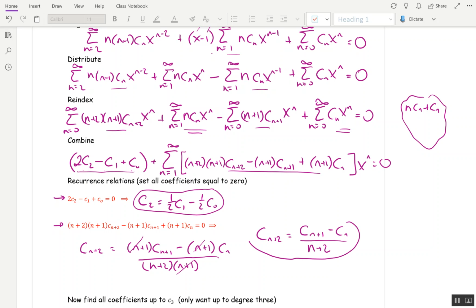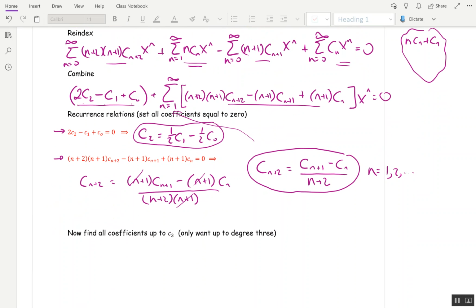And that's valid for, I look to see where the summation starts. It starts at 1. So n equals 1, 2, dot, dot, dot. All right, I only have to find up to degree 3. So this is a little more complex than our previous recurrence relations in that Cn plus 2 is written in terms of 2 of the other Cn's instead of just 1 of the other Cn's. But that's okay, we can work with it. Fortunately, we only have to find up to C3 because it's going to take a while to find C4.